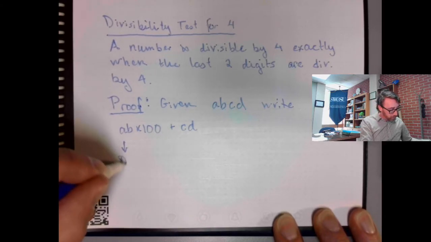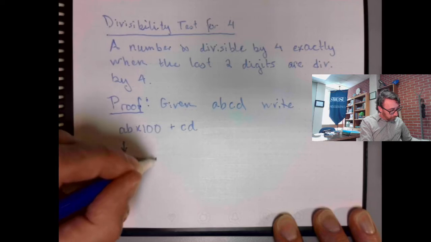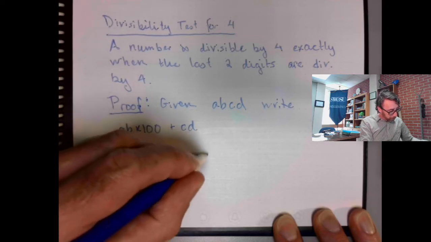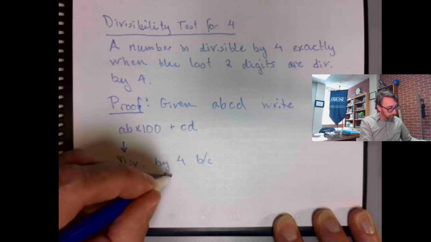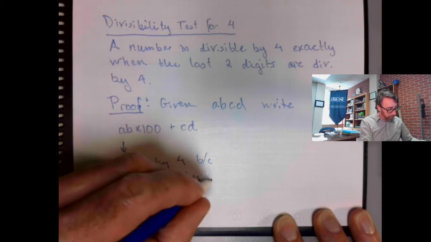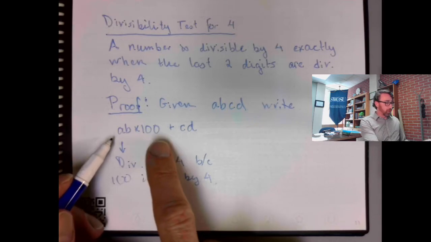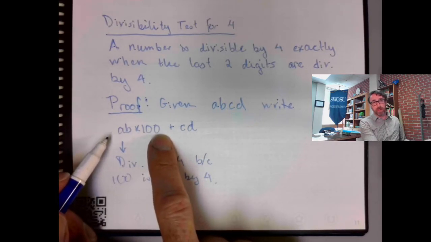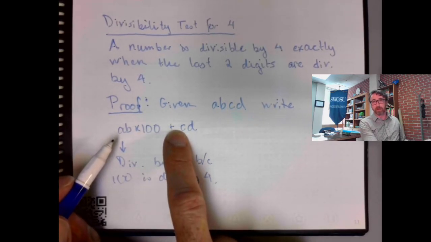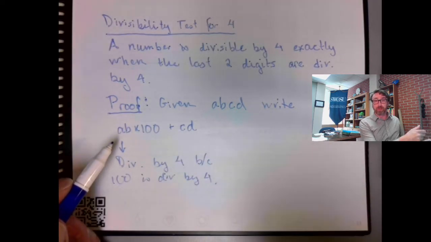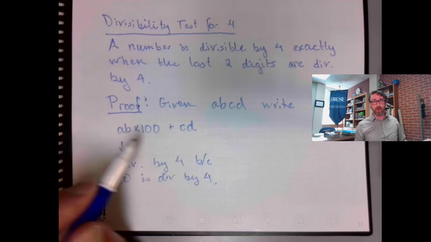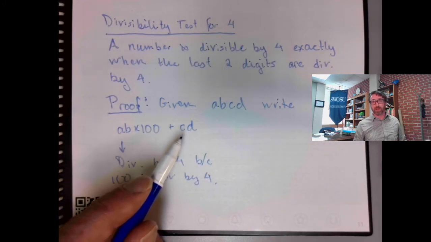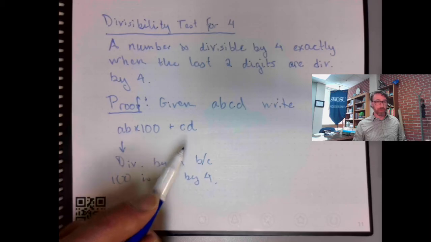Okay, we know this first part is divisible by 4 because 100 is divisible by 4. So I'm taking a number that I know is divisible by 4 and I'm adding on something else. So the sum, the resulting number, will be divisible by 4 exactly when this number is. And this is a 2-digit number right here.